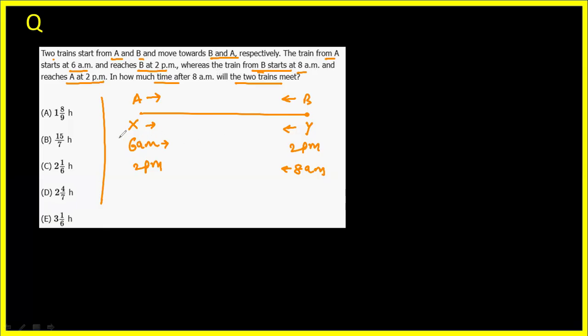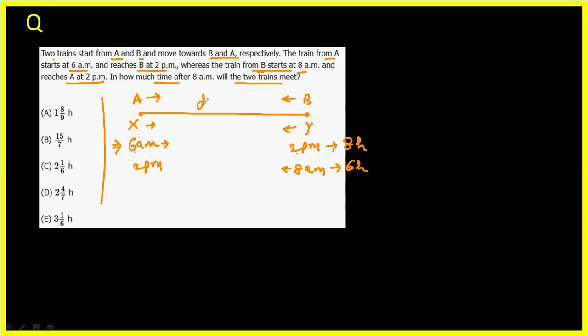Now, how much time did train X, which started from A and reached B, take? The distance is the same; the two trains have traveled the same distance from A to B. Train X from 6 a.m. to 2 p.m. took 8 hours to cover the distance. The same distance was covered by train Y from B to A, starting at 8 a.m. and reaching at 2 p.m., in 6 hours.